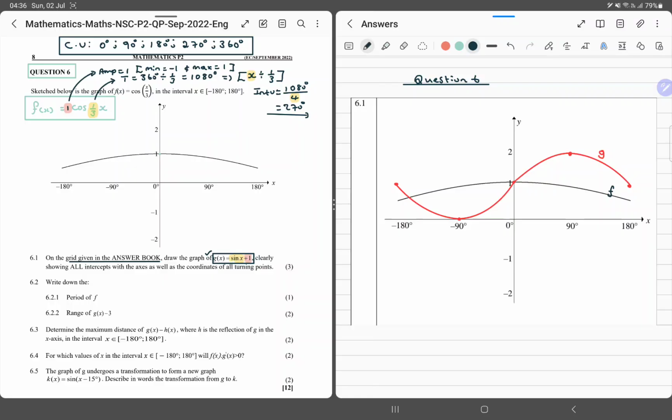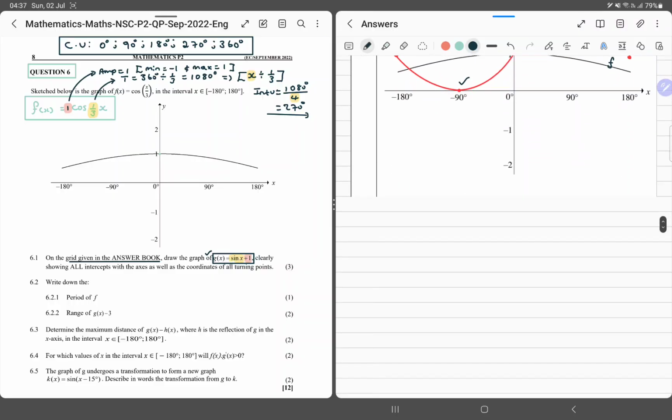So how many marks are we getting? 3 marks. So maybe for one of the intercepts, be it an X or a Y intercept, you get a mark for that. For one of the turning points. And for the shape of the graph. So those are the 3 marks, okay? So let's do 6.2. We've got 6.2.1.